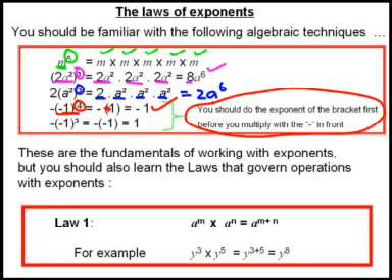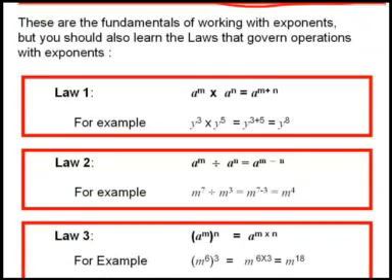And the same goes for the next one, but this time around we have an odd number in the exponent. So now it will be minus 1 times minus 1 times minus 1. Since it is an odd number, we will get minus 1, not like the plus 1 that we did before, multiplied with the minus in front. Now we have a minus times a minus is a plus 1. Now these are the fundamentals of working with exponents, but you should also learn the laws that govern operations with exponents, and that's what we'll be looking at now.